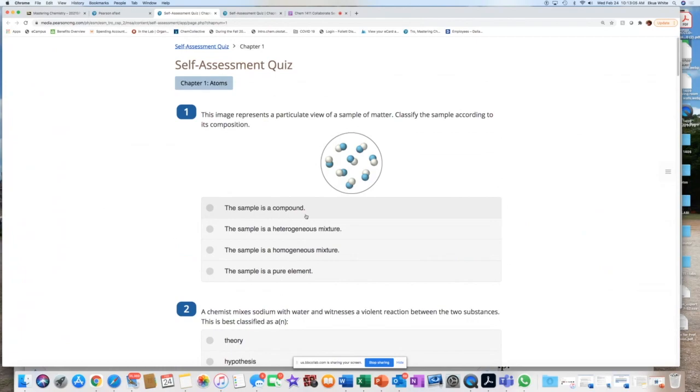First of all, we have a sample. This sample is a compound. It is a heterogeneous mixture, a homogeneous mixture. This sample is a pure element. So we have to eliminate the erroneous answers, right? Which answer do you think is completely wrong? Or if you think you know the right answer, which answer do you think makes sense?